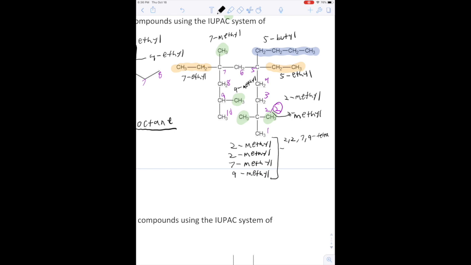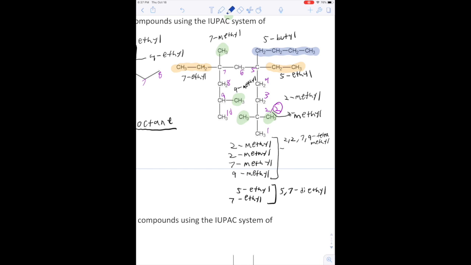Tetramethyl. I ran out of room here, so this is very unprofessional, but as you can see, this is what it yields me. And I have 2 ethyls, like I said. So I have a 5-ethyl and I have a 7-ethyl. This will be 5,7-diethyl. And now I have everything to name.